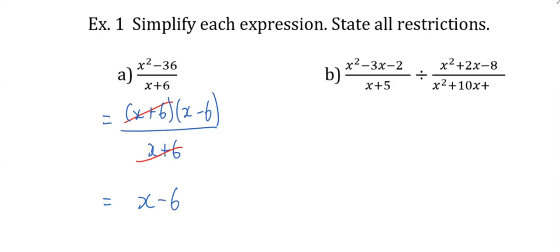Well, I kind of have an answer. Restrictions. What's my restriction? Anybody know, Max? So x cannot equal -6. Why? X plus 6 is the denominator. Good. And why is it a problem for a denominator to be 0? Because you can't divide by 0. That's right. It's undefined.